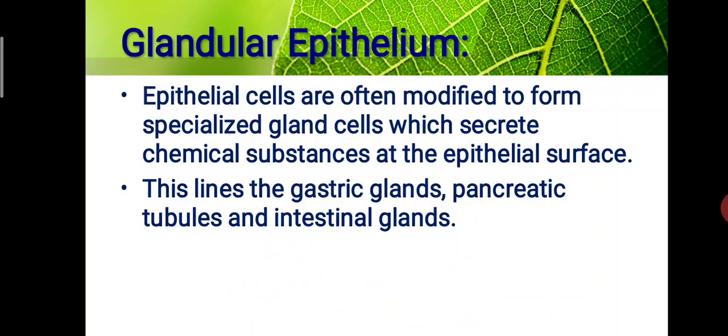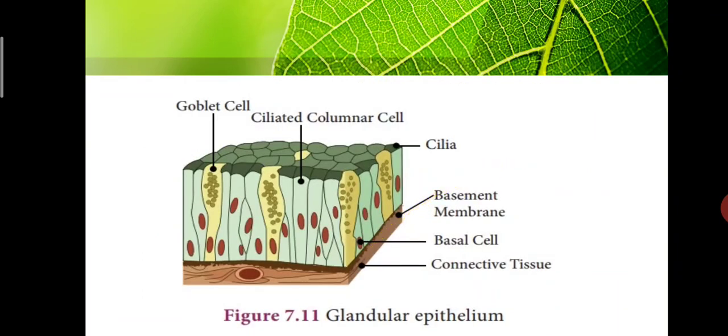Next is glandular epithelium. These are modified to form specialized glands which secrete chemical substances at the epithelial surface. On the surface they will secrete a chemical substance. This lines the gastric glands, pancreatic tubules and intestinal glands. This is how they look.